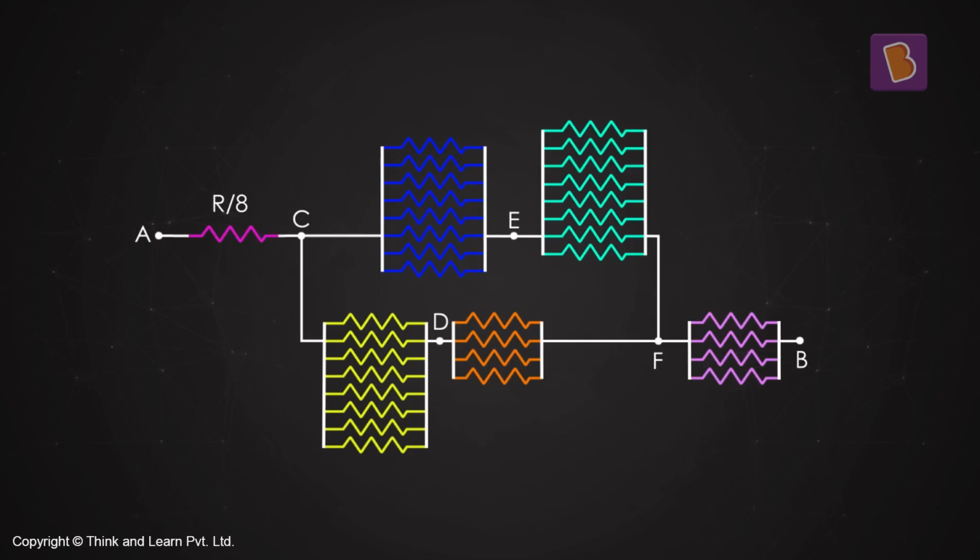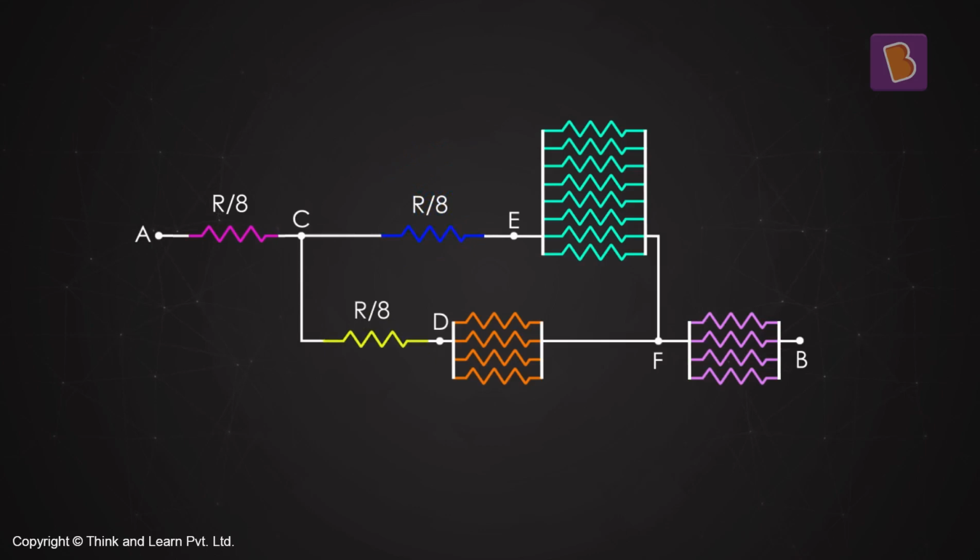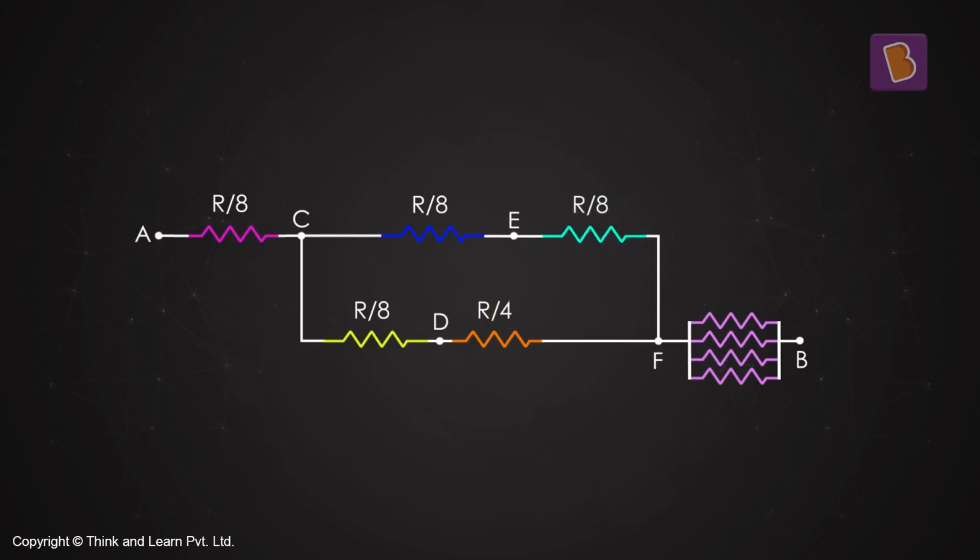So what will be the equivalent resistance? There are 8 of them and they are in parallel, so this will become R by 8. So between C and E, this will become again R by 8. Between C and D, it will become R by 8. Between D and F, there are 4 of them, so it will become R by 4. Between E and F, it will be R by 8. Between F and B, it will be R by 4.